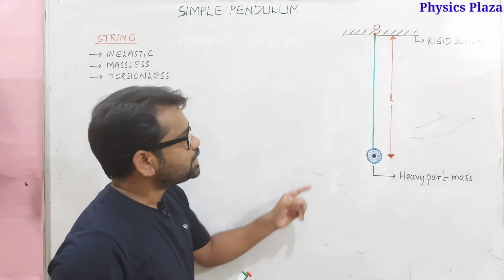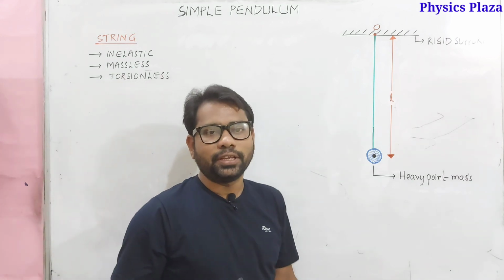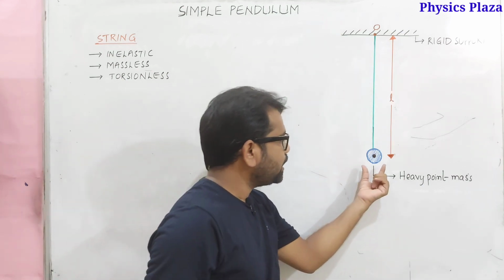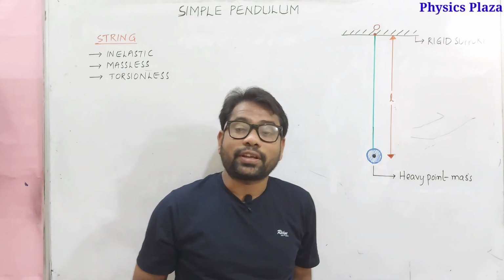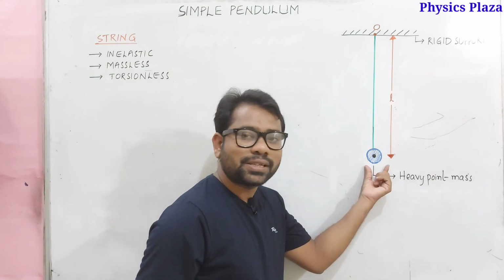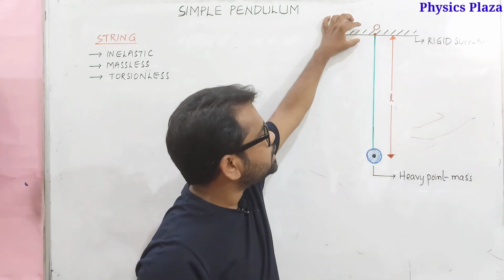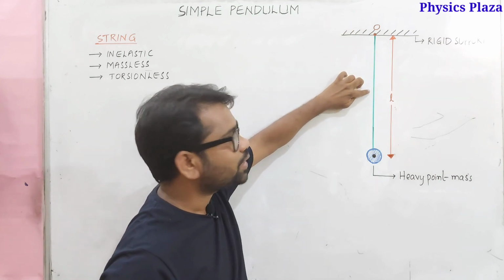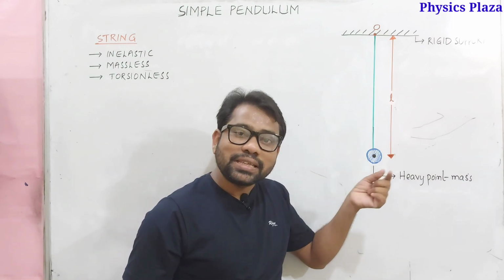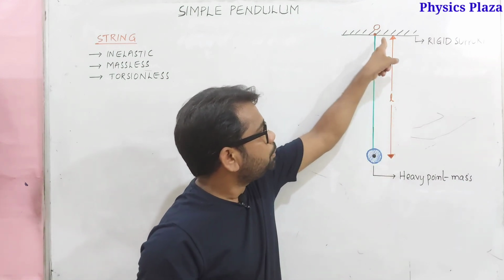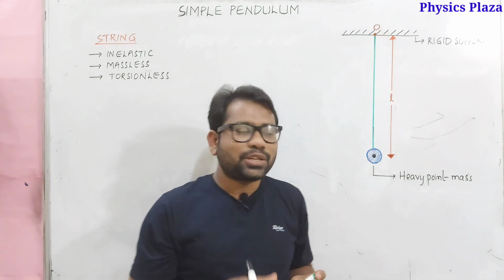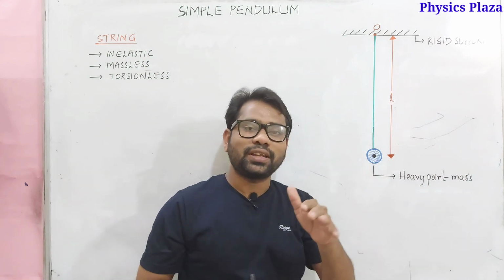Look here, this is the arrangement setup of a simple pendulum. Here you can see a rigid support, a string, and a heavy point mass. Then how do we define a simple pendulum? Dear children, a heavy point mass suspended from a rigid support by means of a string is called a simple pendulum. I repeat once, a heavy point mass suspended from a rigid support by means of a string is called a simple pendulum.